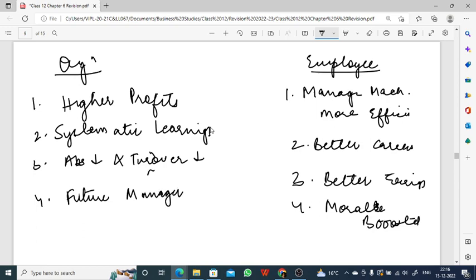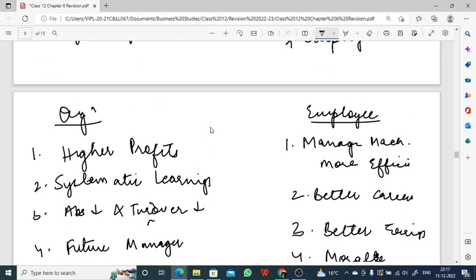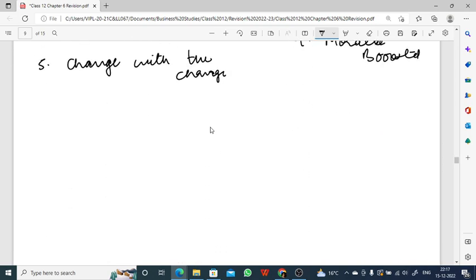Okay, and you'll be able to change with the change. Yes, with the dynamic environment you'll be able to change. I hope that's pretty much it for the benefits of training and development for both employees as well as the organization.